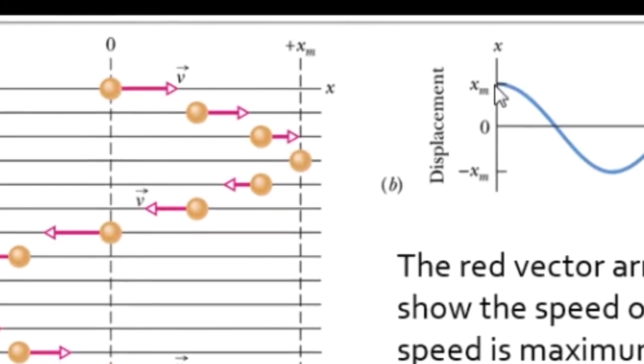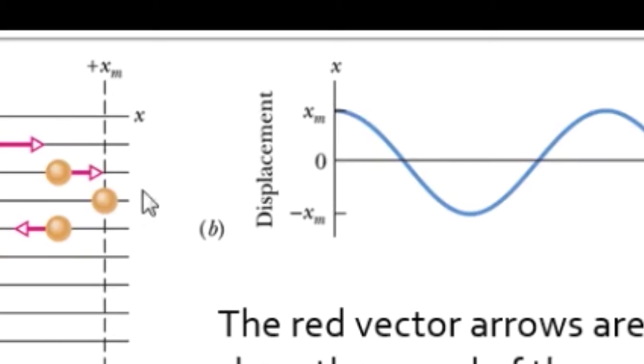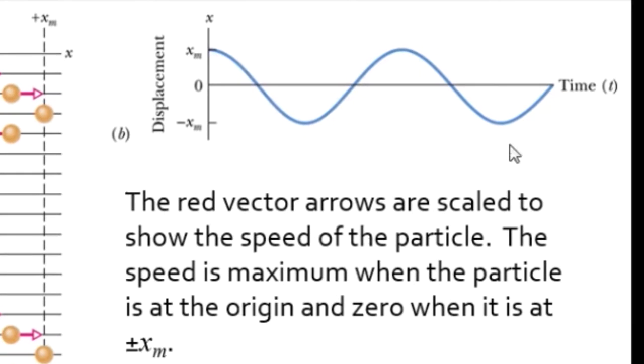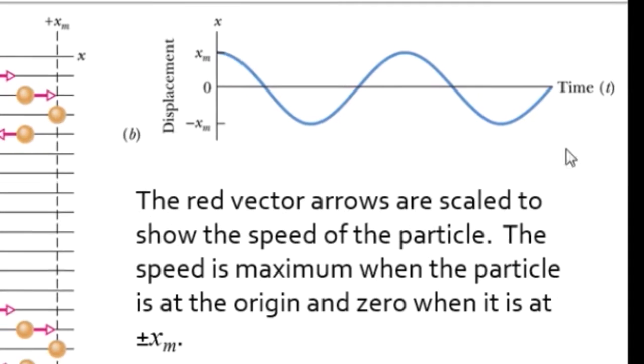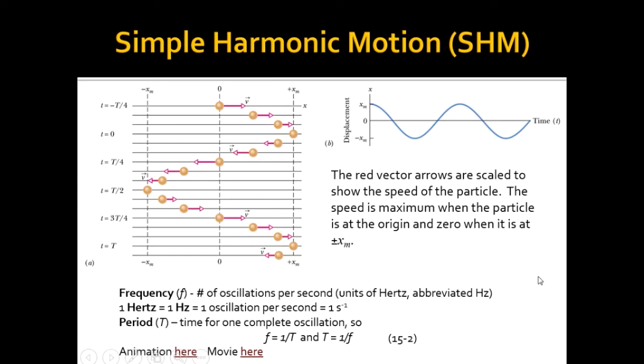If I choose to start at this point right here, I would have a maximum positive x max displacement, and it goes to zero and then to the negative x max and back to zero and to the positive x max and so on. It's swinging back and forth between positive x max and negative x max. So this is a graph of its displacement as a function of time. Okay? Let's go over some of the vocabulary associated with this.